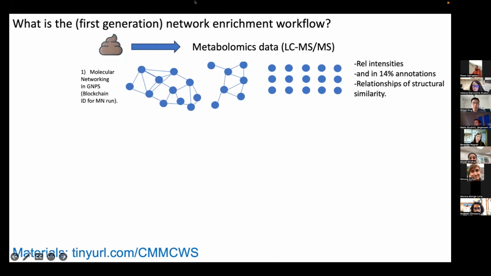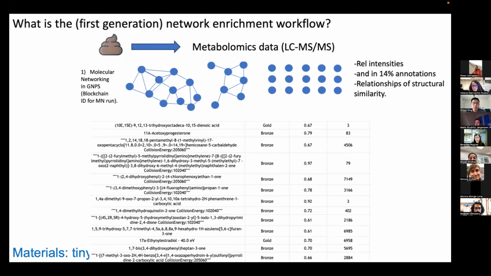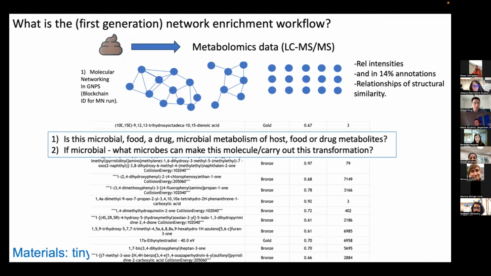And then because of molecular networking, we can get relationships of structural similarity. So you may have a tryptophan here and then an acetyltryptophan next to it. And so you can begin to propagate known and unknown molecules. That's one of the key strengths. But a typical thing that you get is a list like this. And so now if we ask the question, is this a microbial, food, or drug-derived molecule? If it's microbial, what microbes can make this molecule? That list still doesn't help you answer that question.